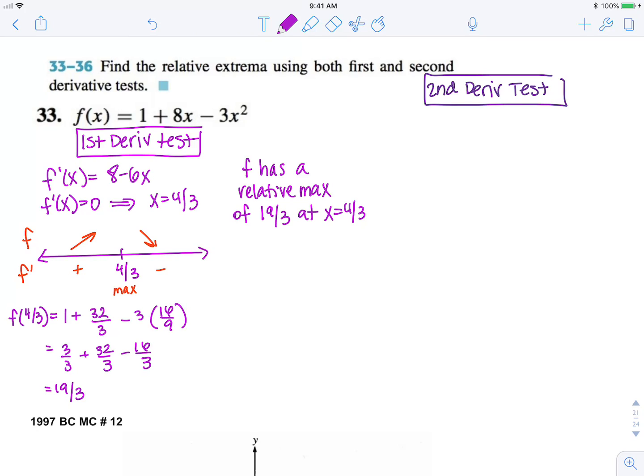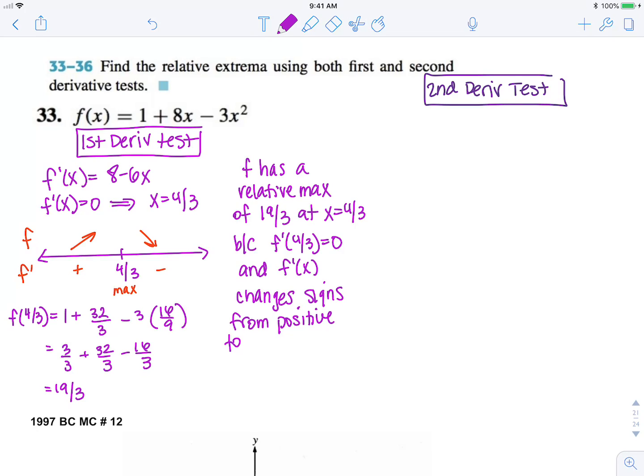Now let's justify our reasoning. Because f prime of 4/3 equals 0, that means it's a critical value, and f prime of x changes signs from positive to negative at this value. So that is the full explanation with justification of reasoning.